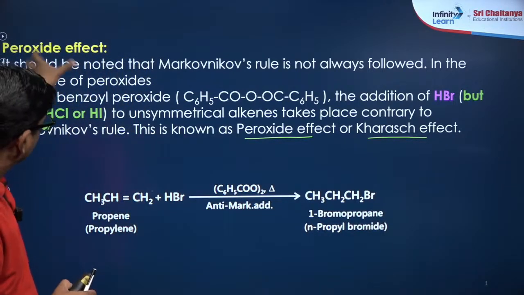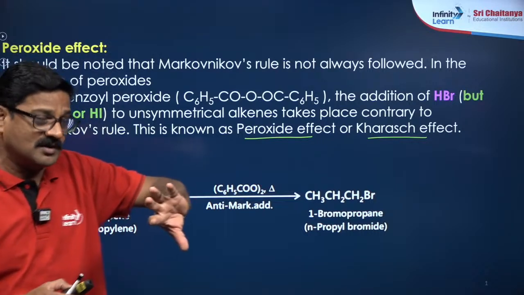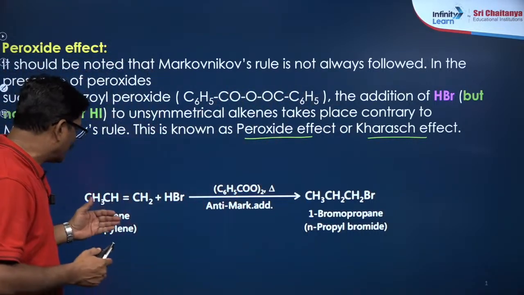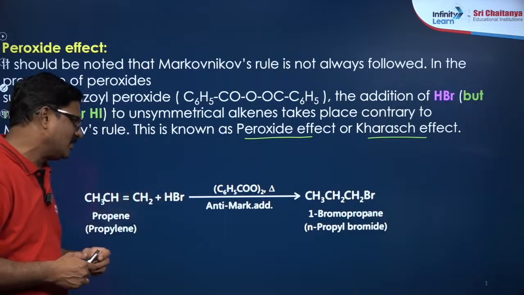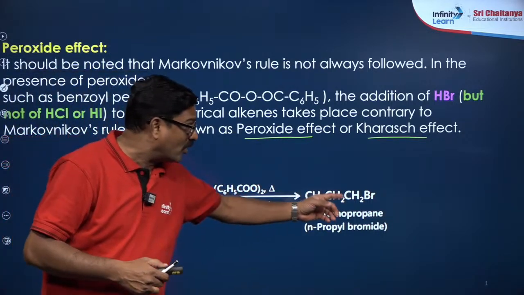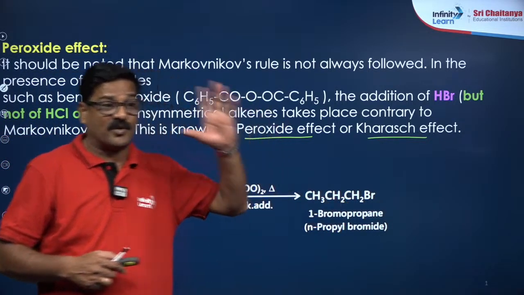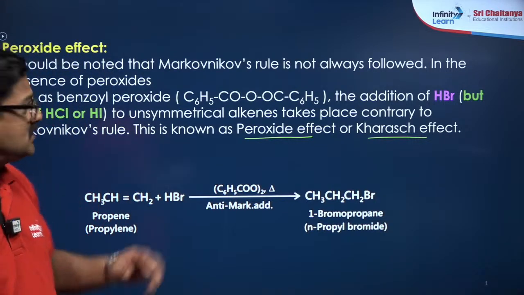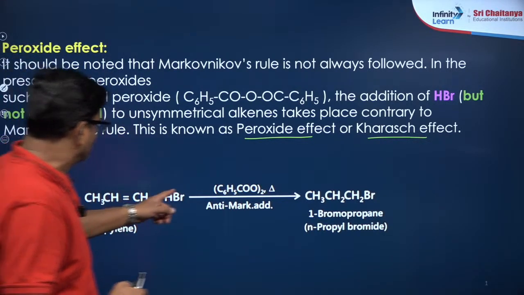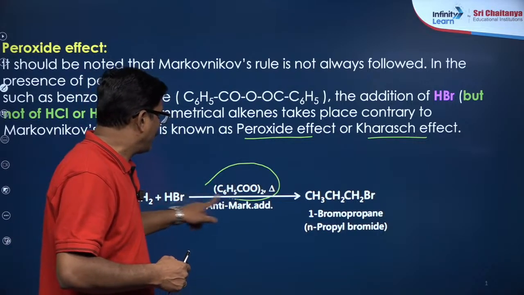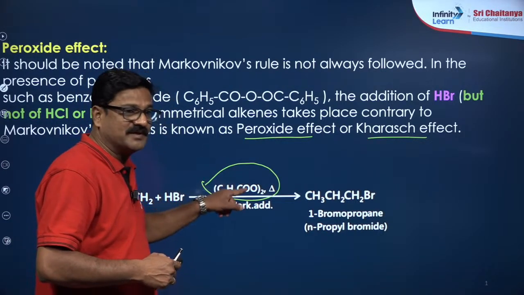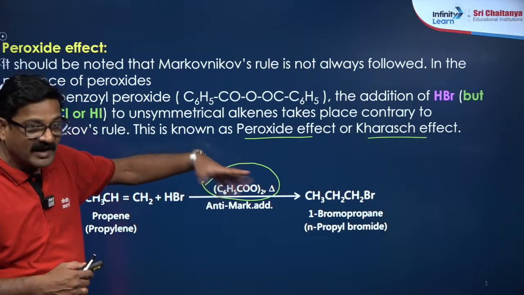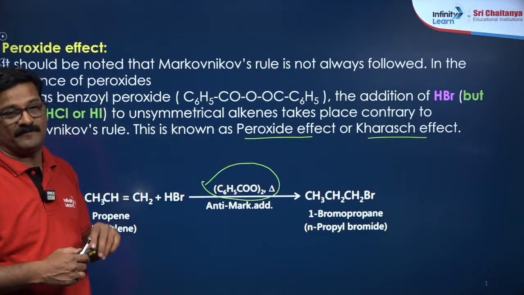Here, because of the peroxide, the product is reversed. So whenever propene is treated with HBr, you are going to get 1-bromopropane as a major product, but not 2-bromopropane. So this is disturbed by peroxide. This is benzoyl peroxide. This benzoyl peroxide makes the reaction go in a different way.